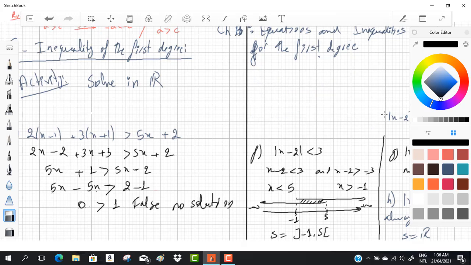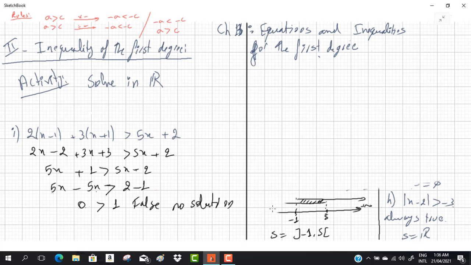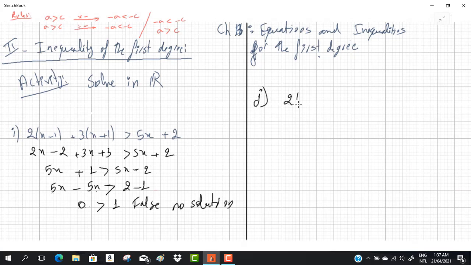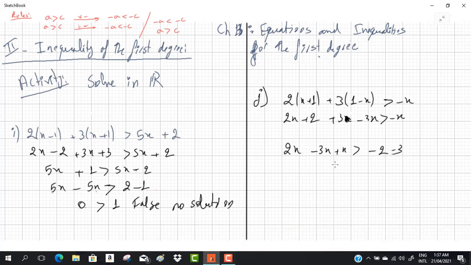Now let's move to part J. 2 times x plus 1 plus 3 times 1 minus x greater than minus x. So I will solve this inequality. At first I will expand: 2x plus 2 plus 3 minus 3x is greater than minus x. The unknowns to the left: 2x minus 3x plus x is greater than minus 2 minus 3. So 2x plus x is 3x, minus 3x, 0 is greater than minus 5. Is 0 greater than minus 5? Yes, it's always true. So any number will verify the inequality and the solution equals R.